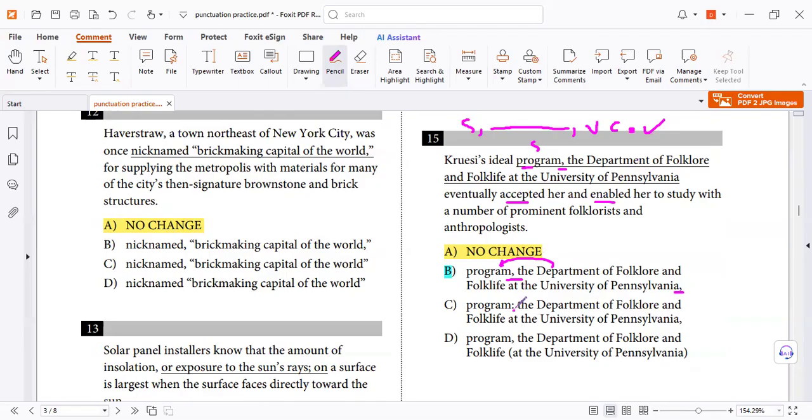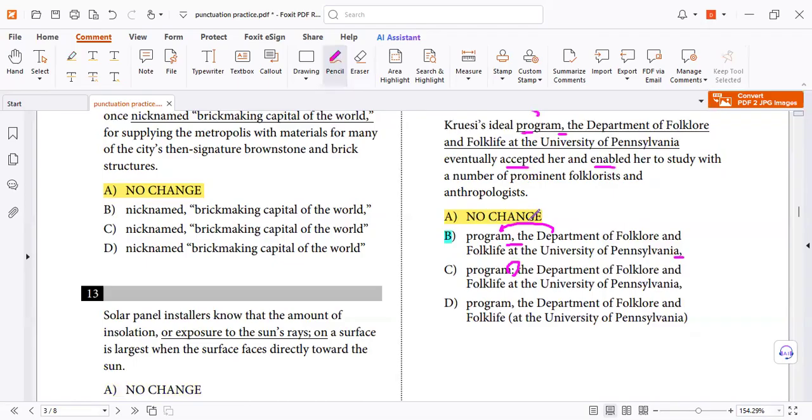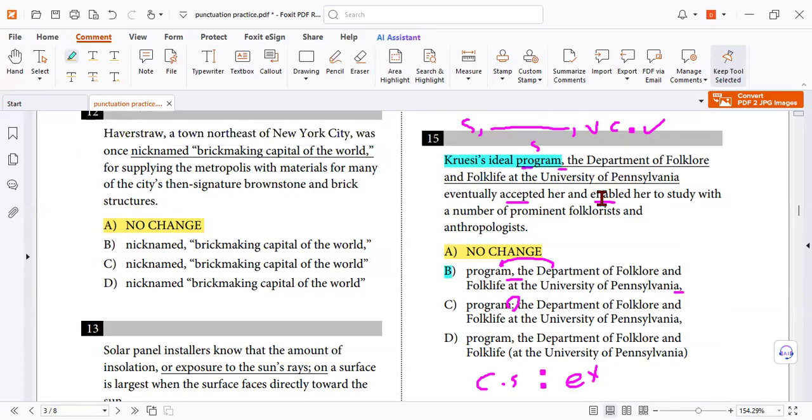So here, for example, before colon, it's not a complete sentence, this part. If you remember last time, the rules of colon: before it must be a sentence, after it must be explanation. But this part is a fragment. Fragment because there is no verb. Ideal program, subject only. So before colon is wrong, right?